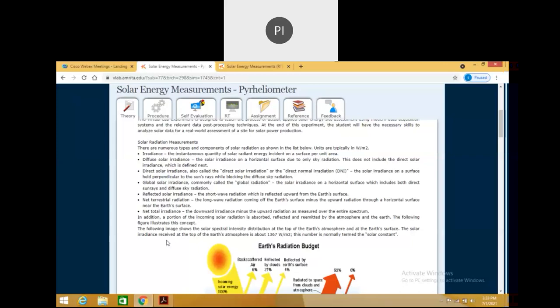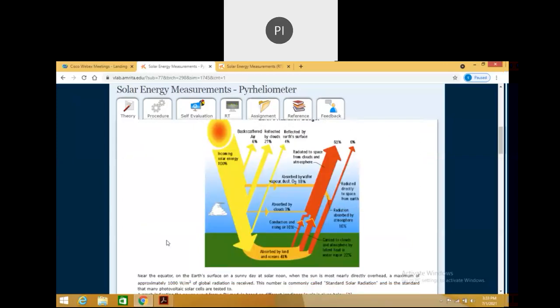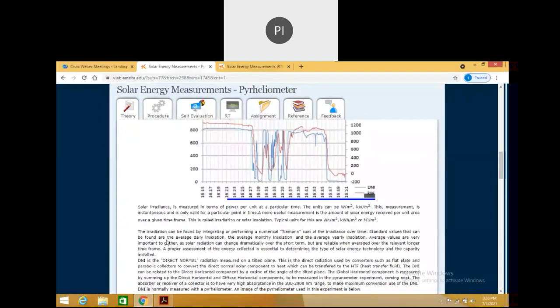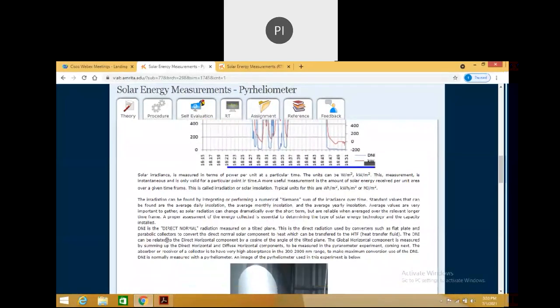This is the total irradiance. Solar irradiance is a measure in terms of power per unit area at a particular time. The unit is watt per meter square or kilowatt per meter square. This measurement is instantaneous and is only valid for a particular point in time.